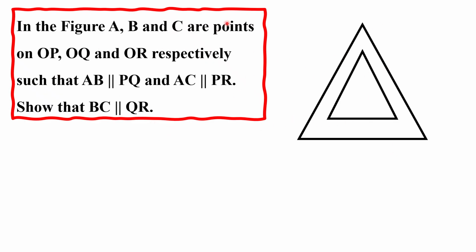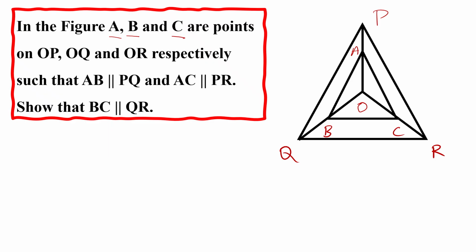And now there are three lines. These three lines join the vertices of two triangles to the center. Let me just mark the points so that you can understand the question. This point right here is O in the center, and PQR is the triangle which is outside. They have said that A, B and C are points on OP, OQ and OR respectively. This point is A, this point is B, this point is C.